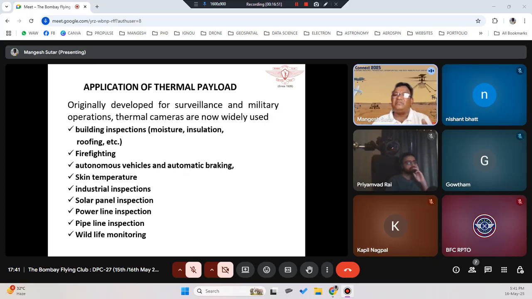Some topics we'll just leave for general discussion. Just remind me at that point in time. I will give you the example of pipeline inspection, a very classic example which we have faced, and how it helped because of the thermal camera.